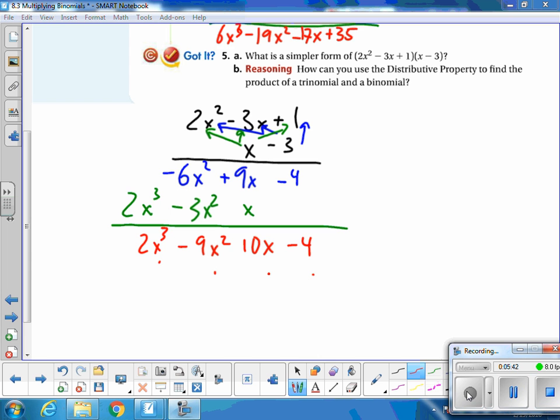equation here. So for the reasoning that we're looking at, how can you use the distributive property to find the product of a trinomial? You could really distribute out each piece. You can look and distribute out to each term. That's really how you would do this. So there would be 1, distribute out to each term, distribute out to each term. So it's like a super FOIL, super duper FOIL.